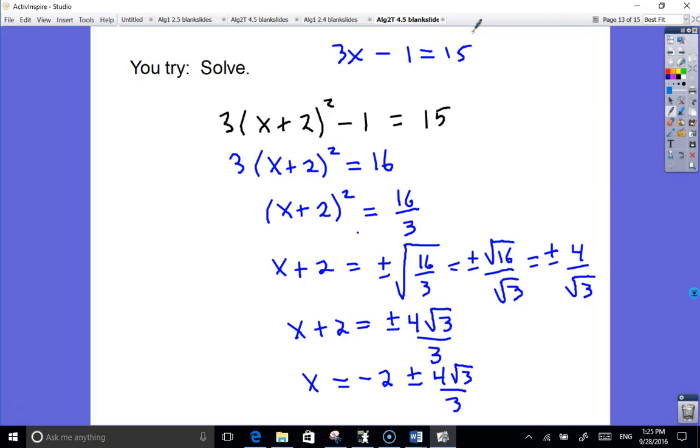You take the square root, and I used a quotient property to split up the square root of 16 and the square root of 3. We know the square root of 16 is 4. And then you rationalize the denominator. It turns that 1 over the square root of 3 to the square root of 3 over 3. And then subtract 2 to the other side.